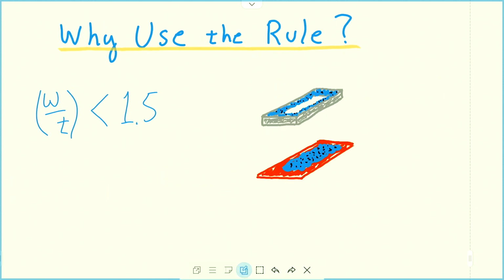Why should we use the aspect ratio rule? Well, because it's been found that if the aspect ratio is less than 1.5, when the stencil and the pad are separated, it is more likely that there will be solder paste left behind in the aperture, and therefore not delivered to the pad.